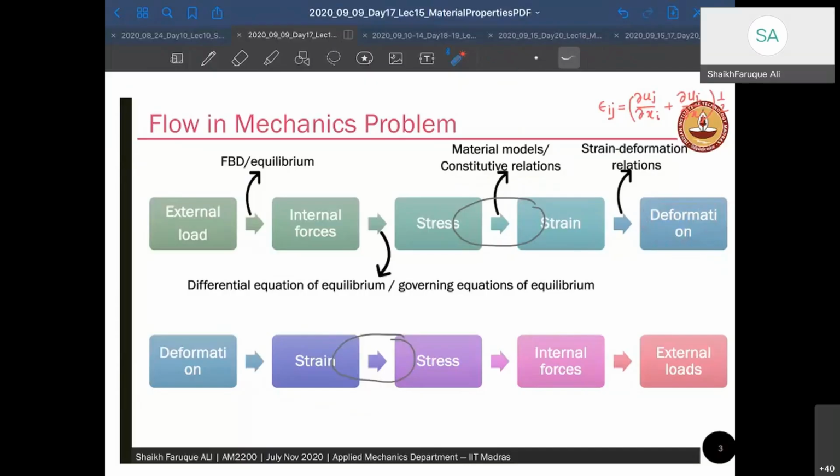We did not use anything related to load here while going from deformation to strain, right? This is independent of load. Whereas when we move from internal forces to stresses, we looked into loads only. We did not look into whether there is a deformation in the material, whether it's a large deformation or a small deformation. We never looked into all those things. Now, these are the two different directions of movement.